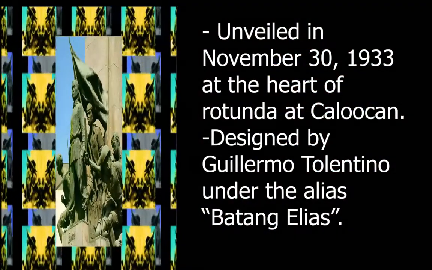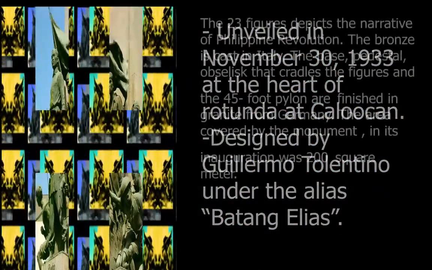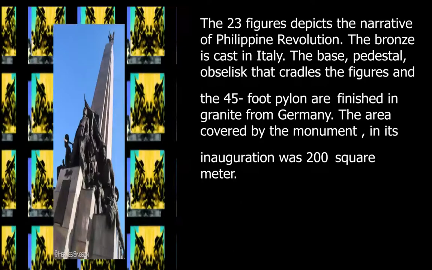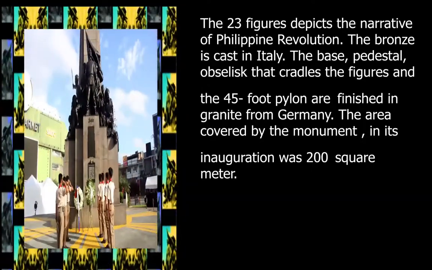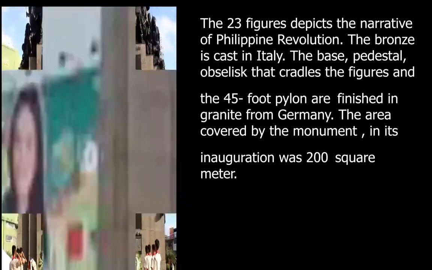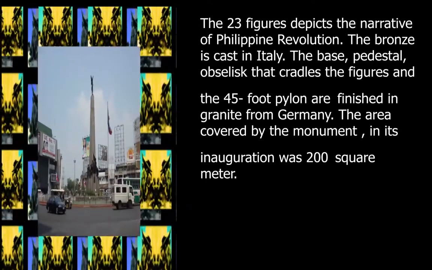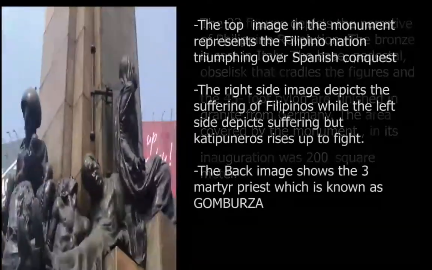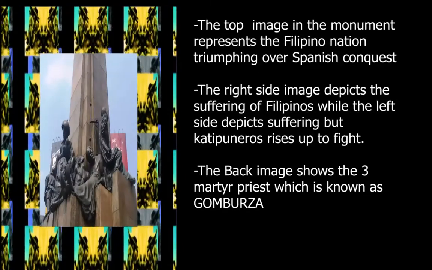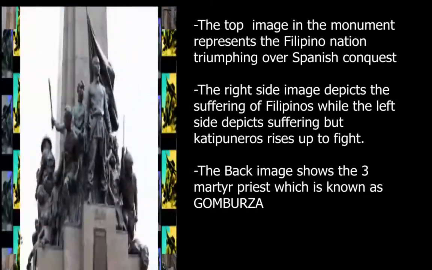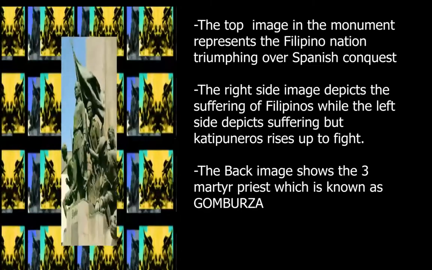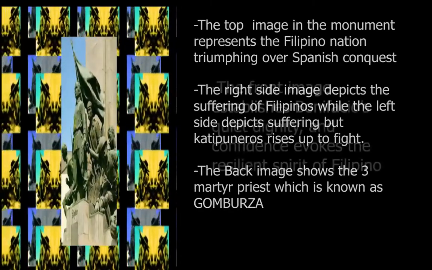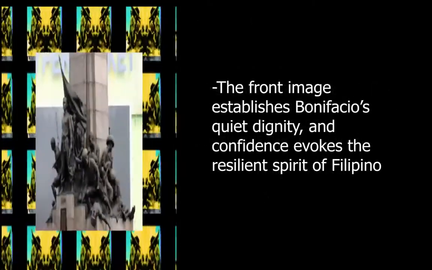On November 30, 1933, the Bonifacio National Monument was unveiled. Guillermo Tolentino, under the pseudonym Batang Elias, designed the monument that is located at Caloocan. The 23 figures depict the narrative of the Philippine Revolution. It shows that despite the suffering that Filipinos endured during the Spanish conquest, we will still rise up with dignity and confidence.